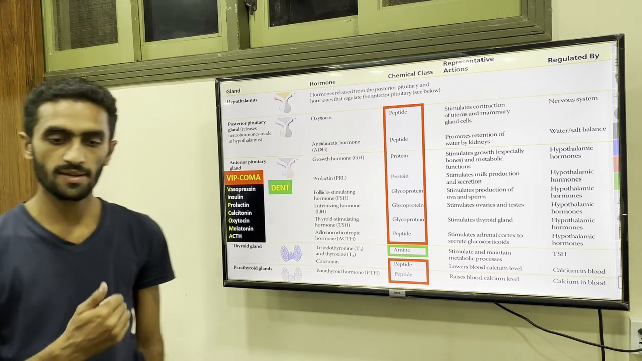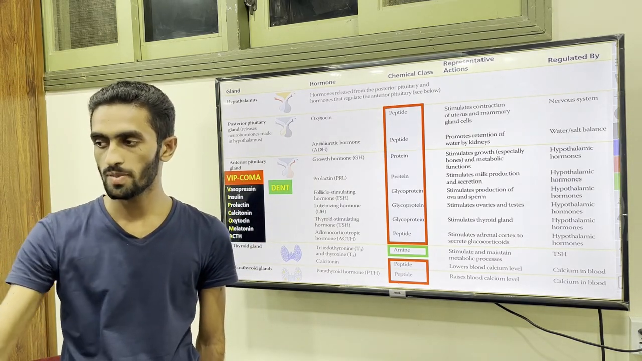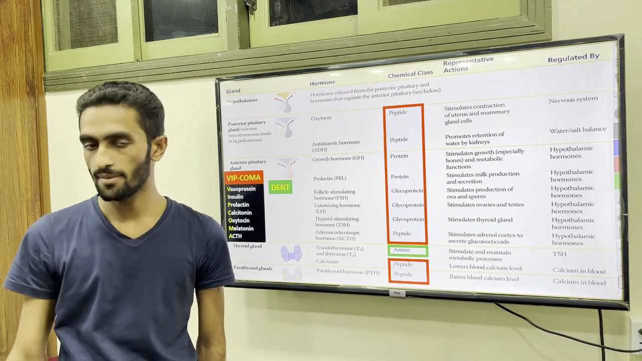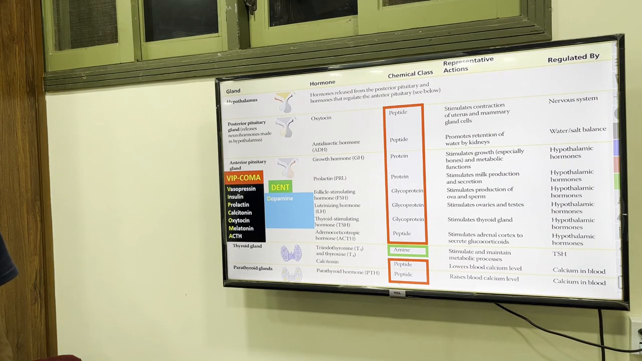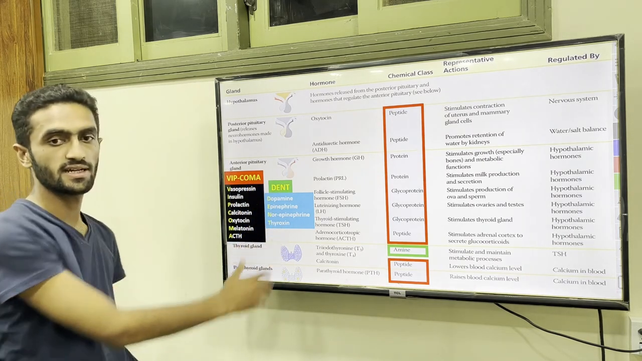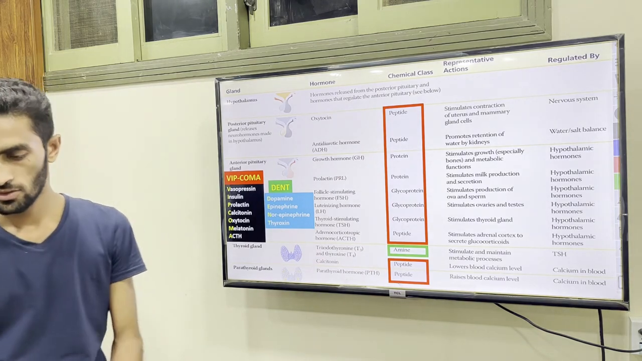So these are actually peptide in nature. Their chemical nature is important, because when we discuss their mechanism of action, the peptide mechanism is different from the steroid or amine. And DENT represents what? Dopamine, E represents epinephrine, norepinephrine, T represents thyroxine. So these are your amine hormones, and the others are steroid in nature.